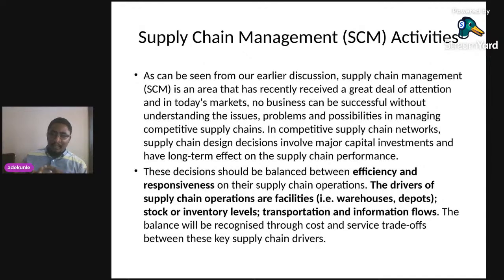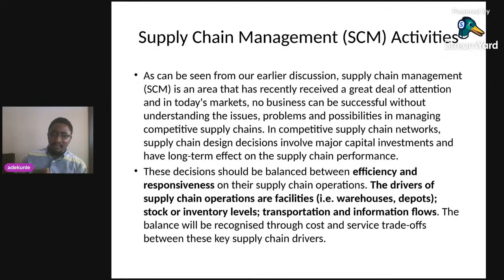And these drivers of supply chain operation are, for example, your warehouse, your depot, facilities that include warehouses, your depots, the distribution centers. Your stock or inventory level will also become a driver for how efficient or responsive your supply chain will be. Transportation also is a driver, a determinant of how your supply chain can be efficient or responsive.